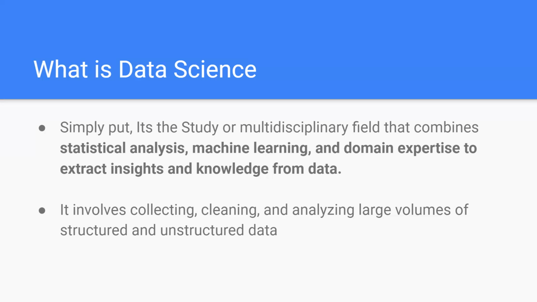Data science is nothing but a study of statistics, machine learning, and domain expertise. That's it. If someone asks you what data science is, just explain these three terms: statistical analysis, machine learning, and domain expertise.